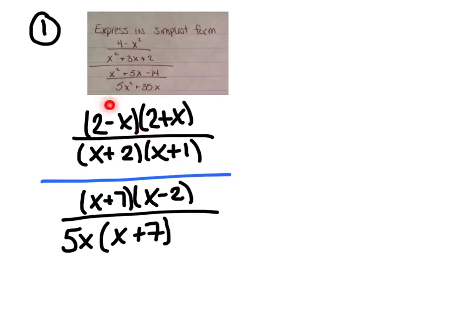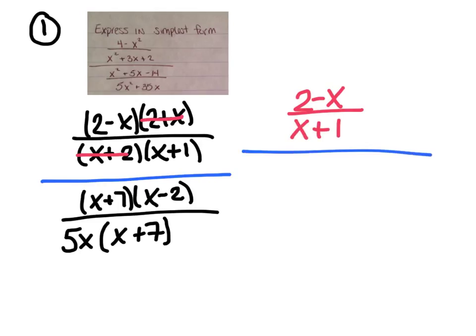Just looking at the top fraction, can anything simplify? Well, of course, x plus 2 and 2 plus x are the exact same thing. So I'm going to rewrite my main fraction on top as 2 minus x all over x plus 1. Now, can you simplify only the bottom fraction? Sure, the x plus 7's cancel. So my bottom fraction is x minus 2 over 5x. Now it's just a nice, easy, complex fraction.